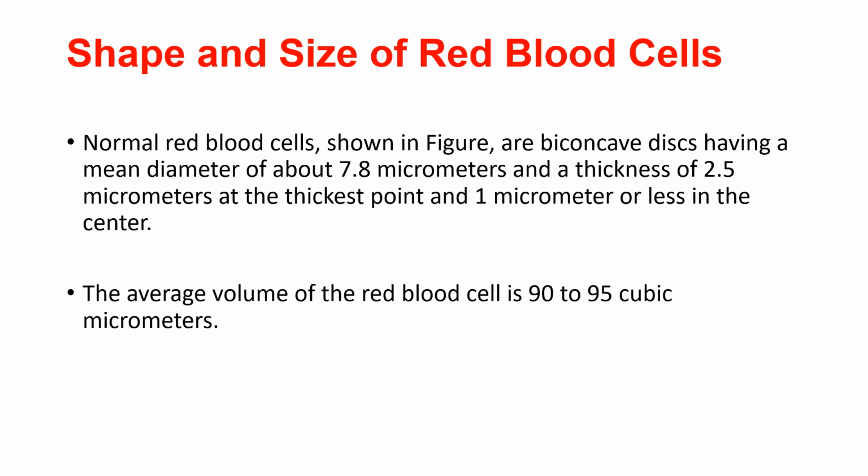Shape and size of red blood cells. Normal red blood cells, shown in figure, are biconcave discs having a mean diameter of about 7.8 micrometers and a thickness of 2.5 micrometers at the thickest point and 1 micrometer or less in the center. The average volume of the red blood cell is 90 to 95 cubic micrometers.